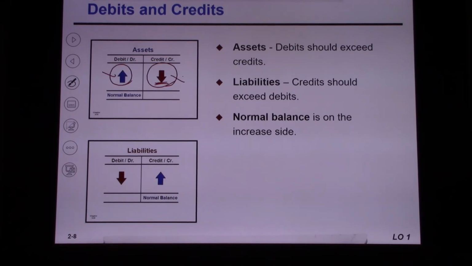But what is the normal balance for all asset accounts? The normal balance for all asset accounts is on the increase side. So the normal balance is on the increase side. So assets increase on the debit side. Any increase is recorded on the debit side, and here is the normal balance.